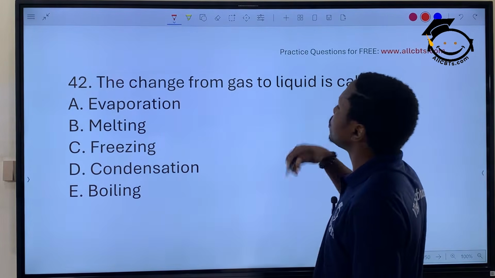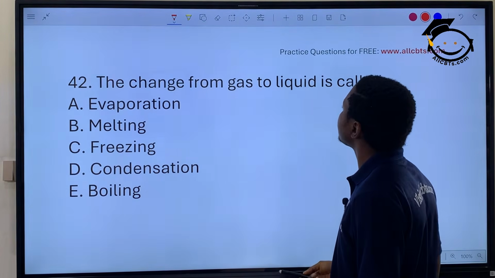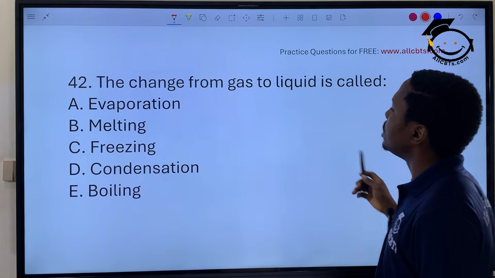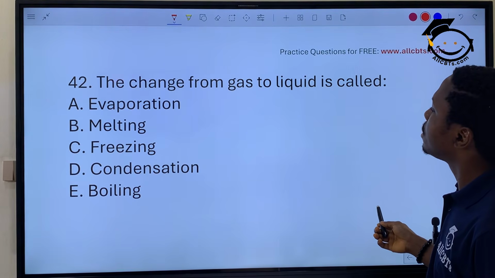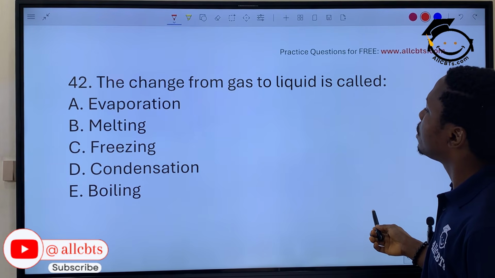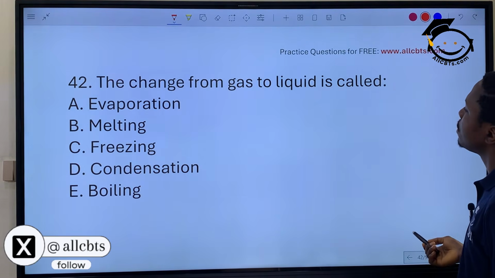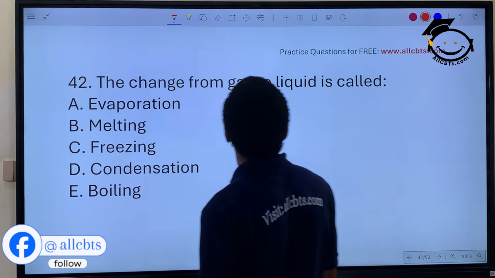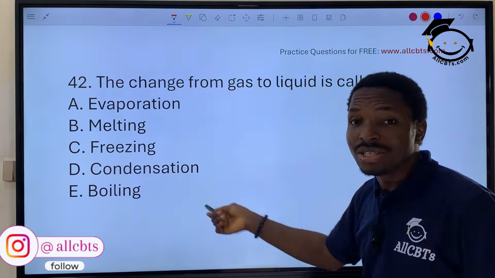42. The change from gas to liquid. Gas to liquid is what? Melting. From gas to liquid. The change from gas to liquid is melting. Yeah. Condensation. Yes, condensation. Sorry, we even touched this before.